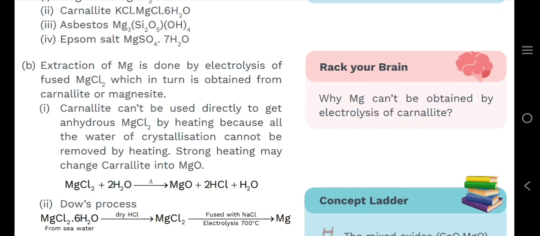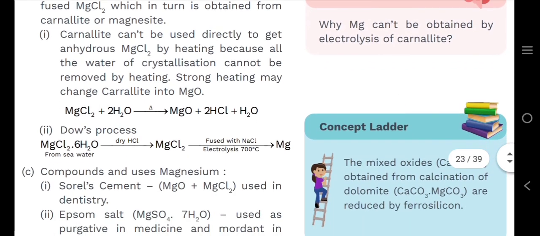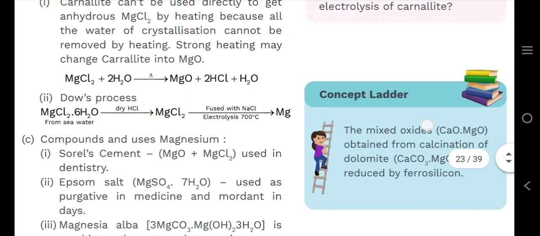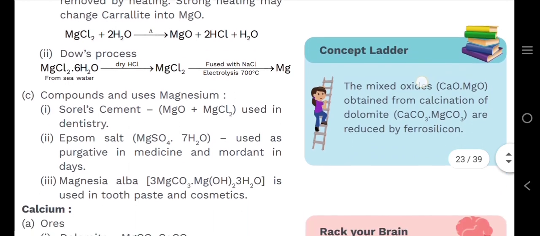Carnallite can't be used directly to get anhydrous MgCl2 by heating, because all the water of crystallization cannot be removed by heating. Strong heating may change carnallite into MgO. MgCl2 plus 2H2O on heating gives MgO plus 2HCl plus H2O. Dow process: MgCl2.6H2O in presence of dry HCl gives MgCl2, which on electrolysis gives Mg.